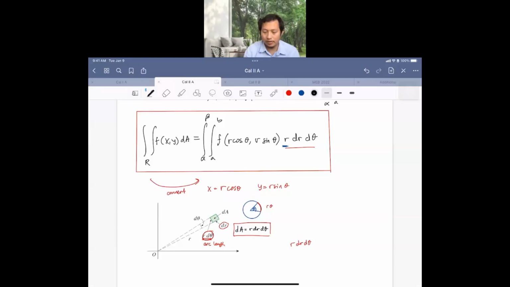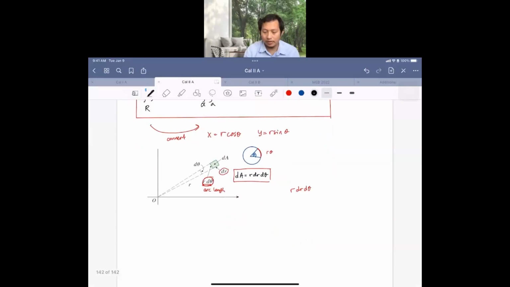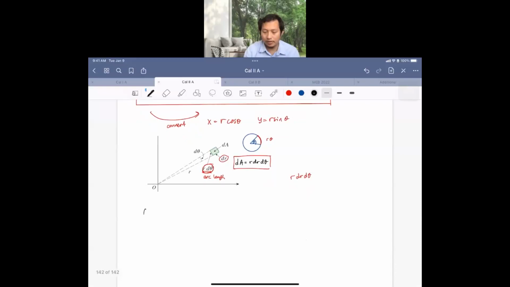Okay, now if we have a question, for example, the double integral from -1 to 1, and then from 0 to the square root of 1 minus x squared, of x squared plus y squared, dy dx.